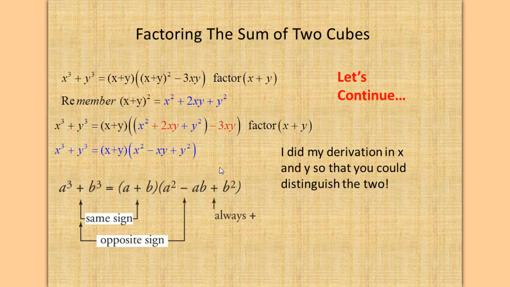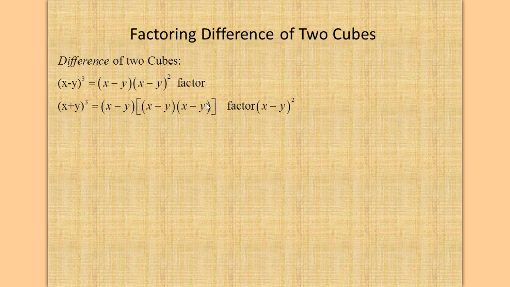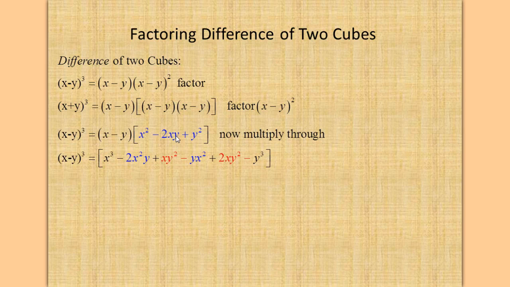Okay, let's continue. Let's do the difference of two cubes. We have x minus y cubed, and we do the same as we did before. We factor out x minus y. Now we're left with x minus y times x minus y squared, and we know what x minus y squared is. That's x minus y times x minus y. So then we'll multiply that out, and we get x squared minus 2xy plus y squared. Now we multiply through by x minus y.